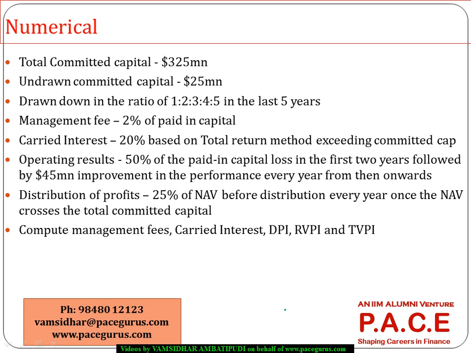Now if I have another PE fund, I can compare the two funds on the lines of their DPI, RVPI as well as TVPI kind of numbers by making a table or a schedule which talks about the NAV before distribution and NAV after distribution. This is how we compute the performance of a private equity fund.